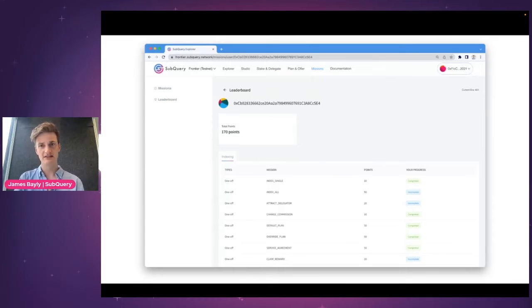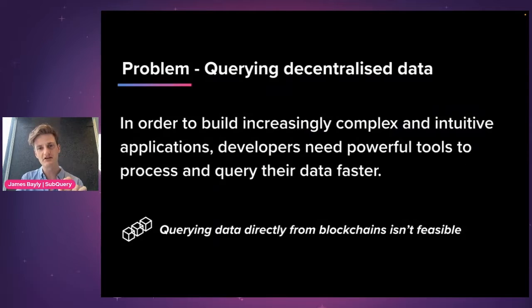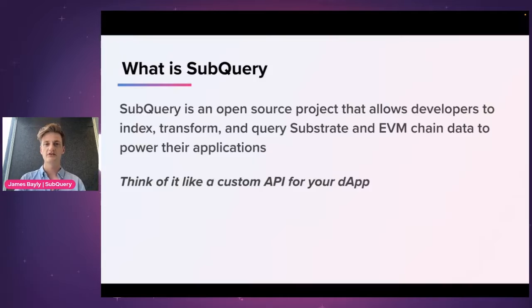The problem is it's really hard to build these intuitive, data-rich UIs. They're quite heavy and they're quite difficult to build, especially if you're working directly to the chain. And that's the problem. Querying decentralized data is hard. In order to build these increasingly complex applications, developers need better tools to process and query that data. And querying data directly from blockchains isn't feasible. Even with Moonbeam, as fast as it is, it isn't feasible to query all of that data to make that UI so rich and intuitive directly from the blockchain.